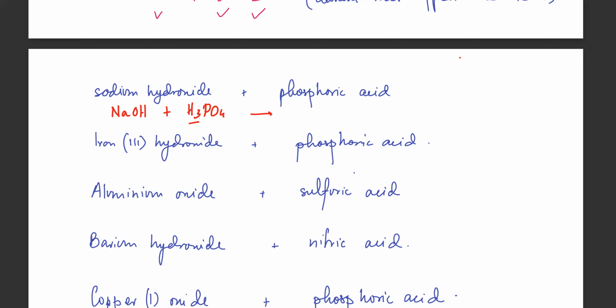So how is the salt going to be produced? Just get rid of the H and replace it with Na. So it's going to be Na and PO4. But do the crisscross again. It's Na is plus 1, PO4 is minus 3. So it's going to be Na3PO4 plus H2O. अगली वाली भी कर लेते हैं.